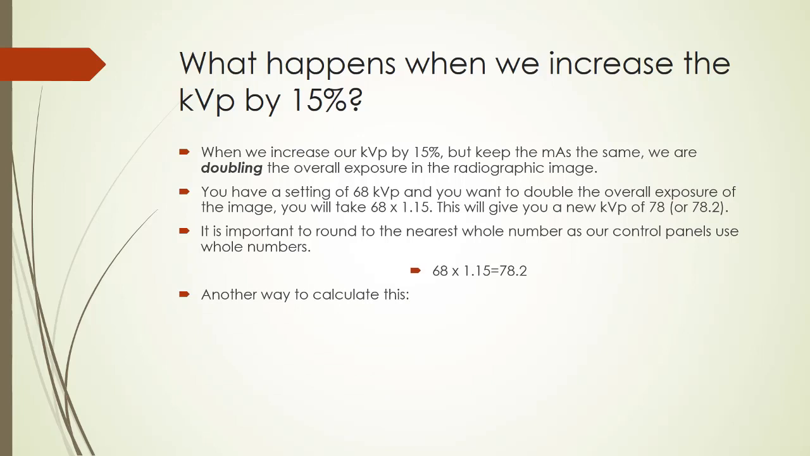There is another way to calculate this, which might be easier for you to use. This way you take the 68 times the 0.15, which is your 15%, and you come up with 10.2. Then you'll just take your 68 again, you'll add that 10.2, and as you can see, we came out with the same calculation of 78.2. So that's our new kVp, 78.